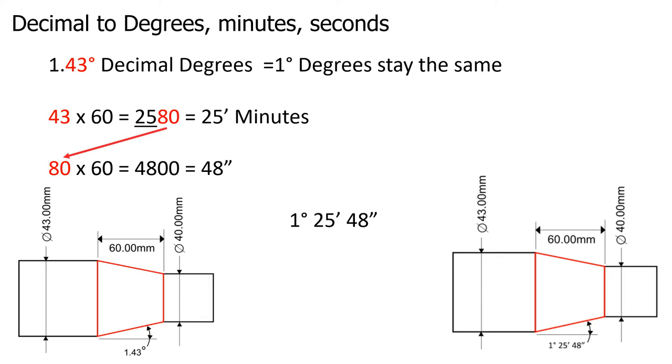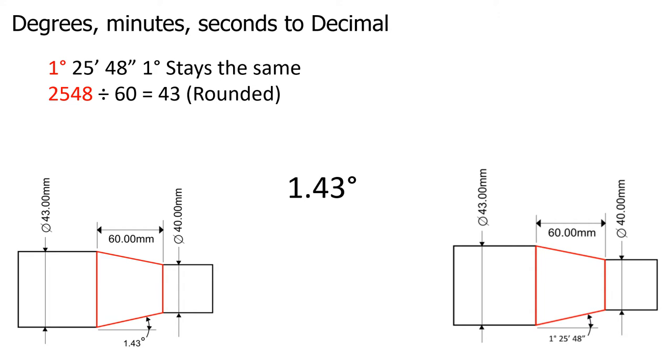Decimals to degrees, minutes, and seconds. Let's look at this example, 1.43 degrees. Well, the 1 stays the same, so it's 1 degree. Now we multiply the remaining .43 times 60, which equals 25.80. So we take the first 2 numbers, which is 25 minutes. We take the last 2 numbers, which is .80, and we times that by 60, and we get 48 seconds. So 1.43 degrees equals 1 degree, 25 minutes, and 48 seconds.